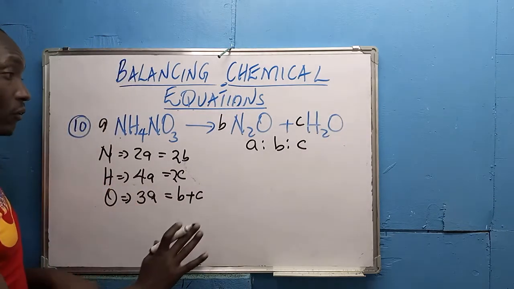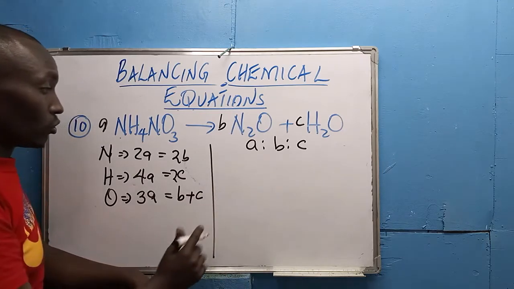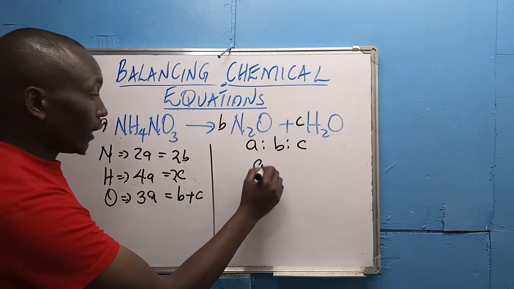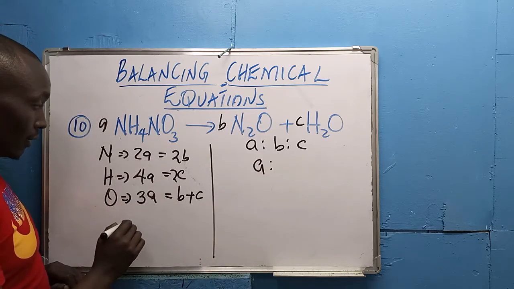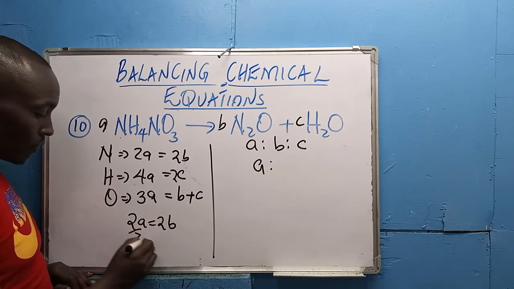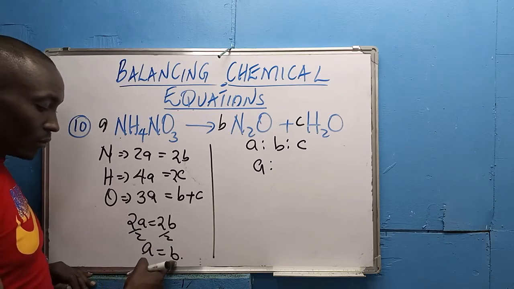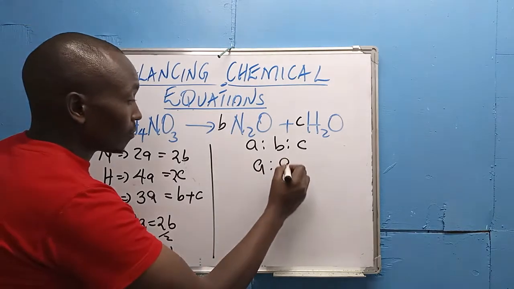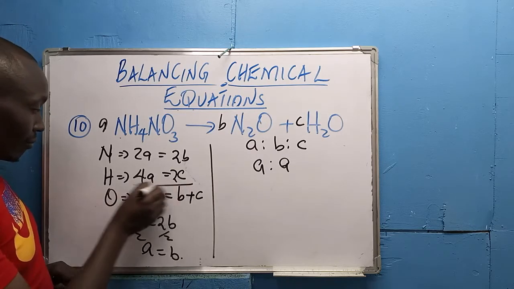Now, we have all the equations. Now, it's a matter of solving to establish this ratio. Remember, as we have said, A remains to be A. Let's look at this one. Equation number 1. It states that 2A is the same as 2B. So if I can divide by 2 on both sides, A is the same as B. So where there is B, I can replace with A.